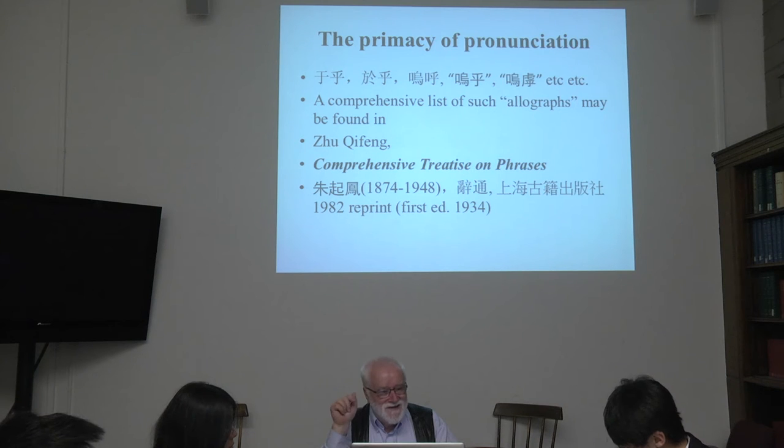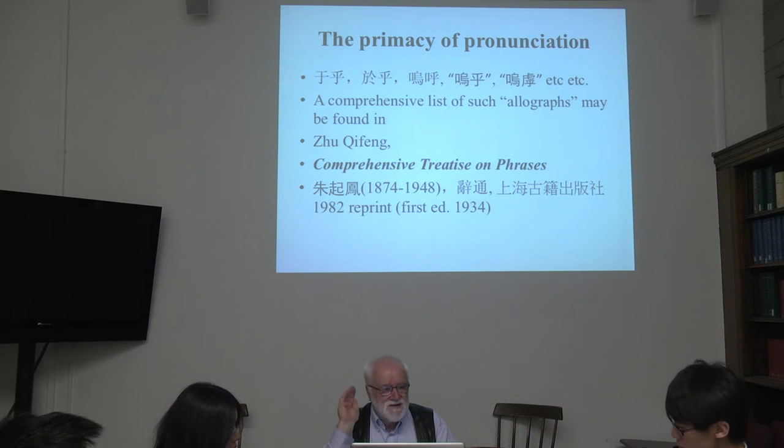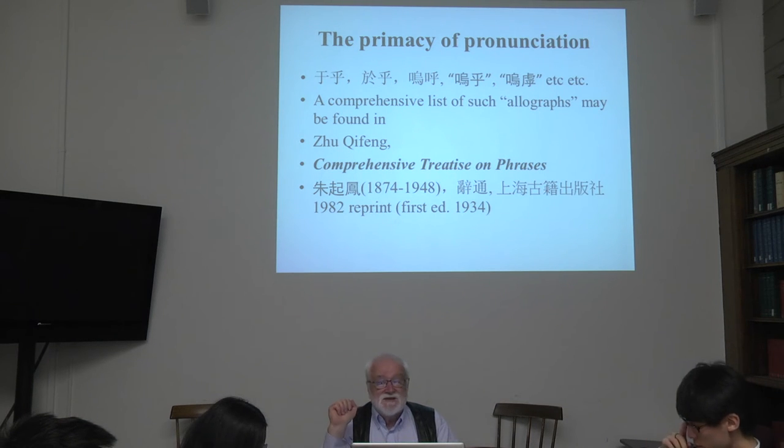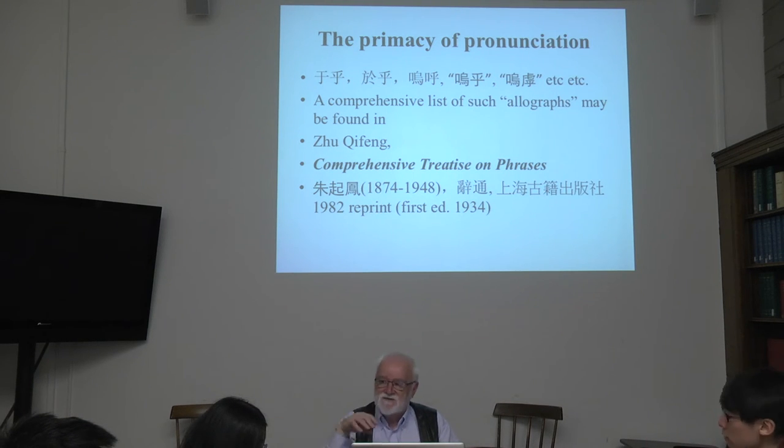The characters in Chinese are quietly writing words. And it's only in some interesting, exceptional circumstances that the shape of characters has direct meaning. So you can see here, in any case, a fat book listing all the cases where the same word, the same pronunciation, can be written out in many, many ways.